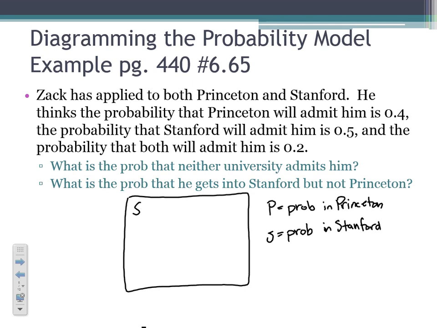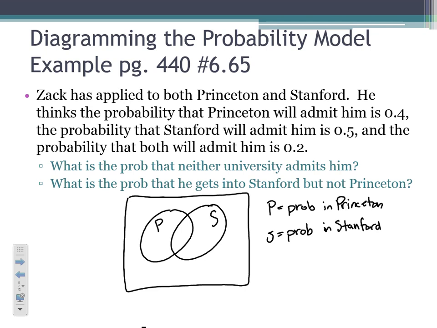Okay? Now, as I look at this problem, there is a probability that both admit him. So it is possible that he gets into both of these universities, which means that they're not disjoint or not mutually exclusive. So as I draw them into this diagram, I'm going to draw them with an overlap area. So we're going to let one circle represent Princeton and one circle represent Stanford. Now I'm going to get rid of the S that's up here in the sample space so that we're not utilizing multiple variables.